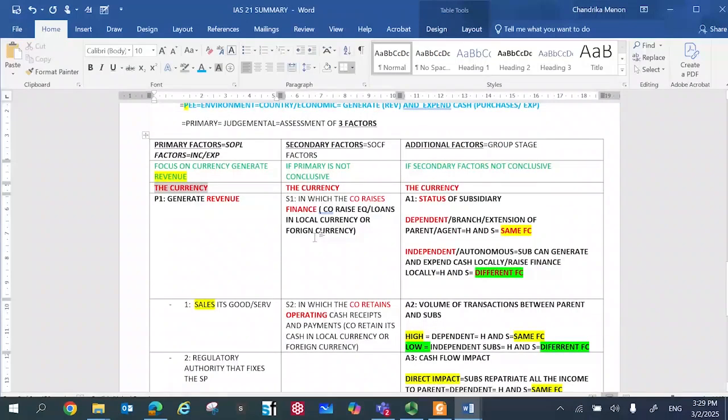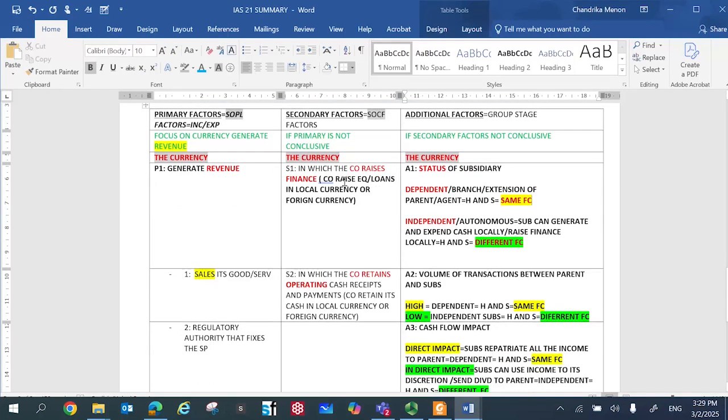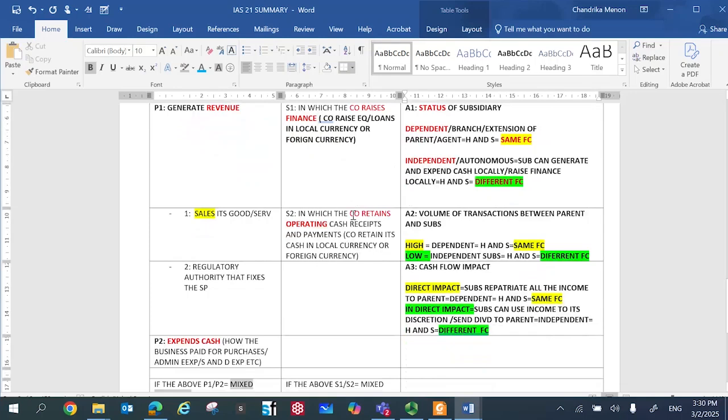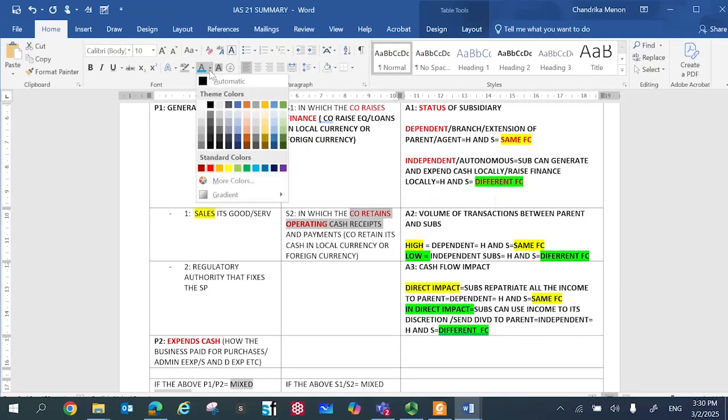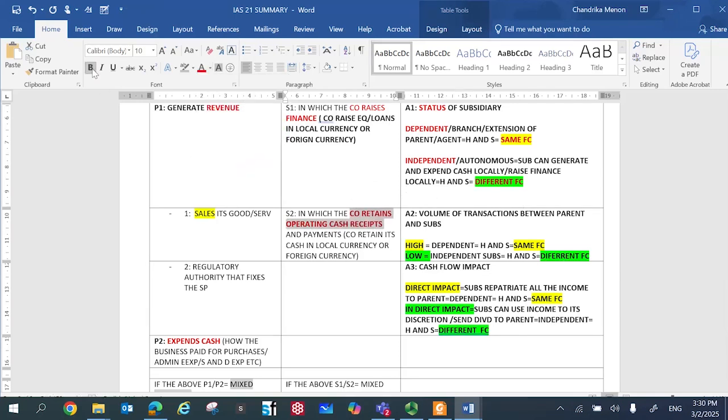What are secondary factors? As I tell my students, primary is based on SOPL, revenue and expense. Secondary is based on SOCF. That is, again, you see this word every time I keep telling: it is the currency in which the company raises its finance. Did it raise it locally or in foreign currency? And the currency in which the company retains operating cash receipts. Got it?